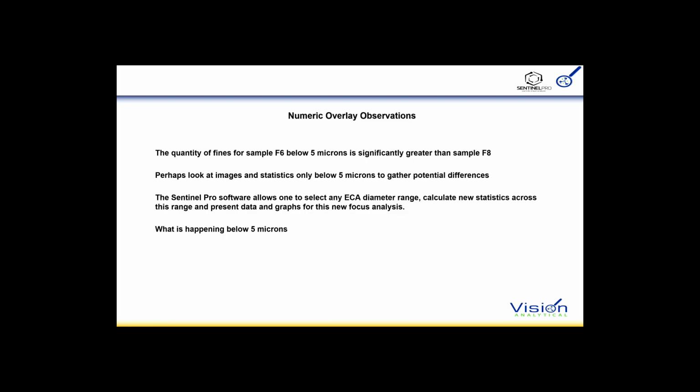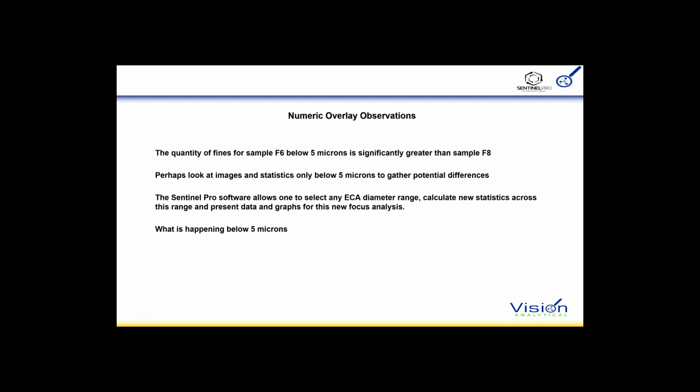Numeric display observations. The Sentinel Particle Insight can select any size range using equivalent circular area diameter, 8 microns. Now if we select 8 microns, we know for sure that we're going to capture all particles that are 5 microns or less. So we set the limit at 8 microns, and then we actually do analysis down to 5 microns. We can use the software to generate new size classifications just over this new range, 1 to 5 microns.